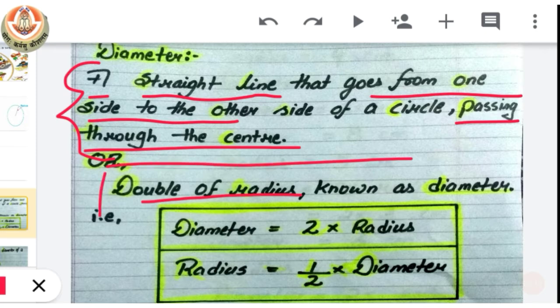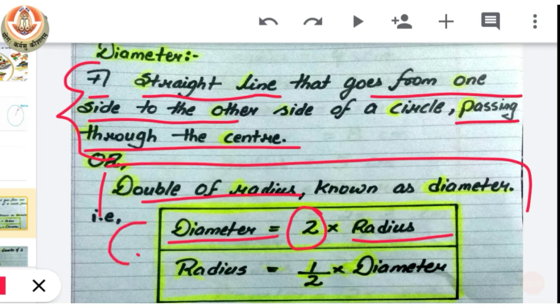So according to this, we can say that to find the diameter, we have to multiply the radius of that circle by 2. And in the opposite condition, if we are given a diameter and we have to find the radius, we can find the radius by just dividing the given diameter by 2. That means diameter is the double of radius, whereas radius is the half of diameter.